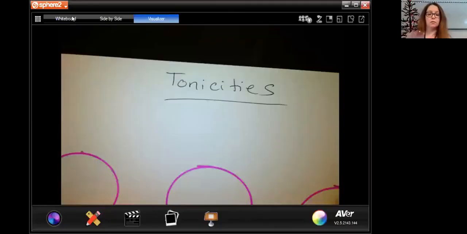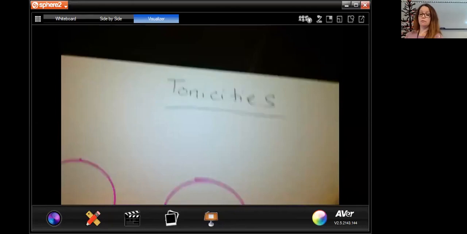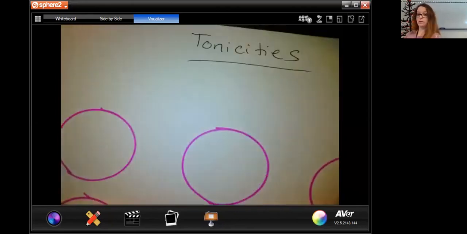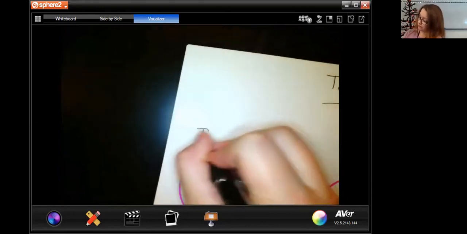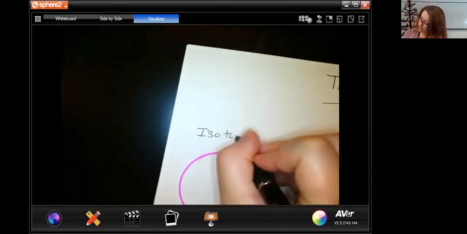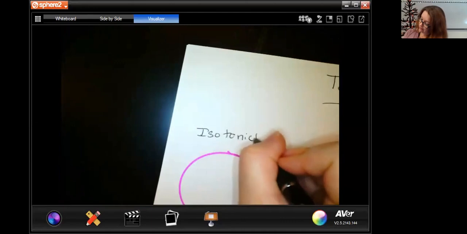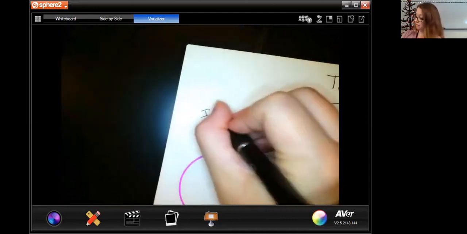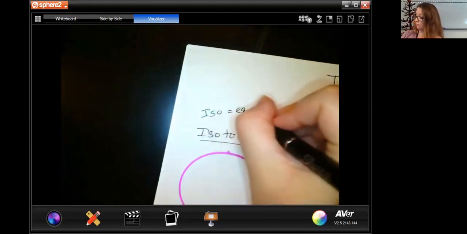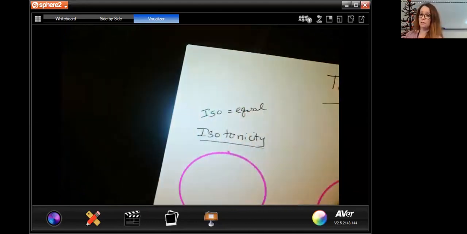Okay, so now we are on to my camera thing. We're going to do the same thing. We're going to talk about tonicities. Here I have three cells ready for you to go. The first one we're going to talk about is always the easiest one, isotonicity, if I can spell it right. Iso means equal.